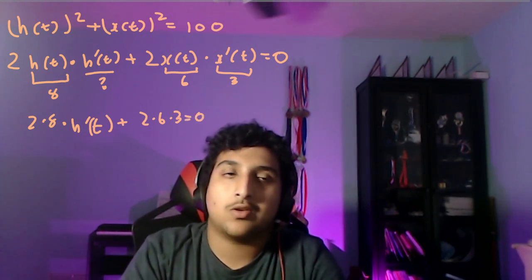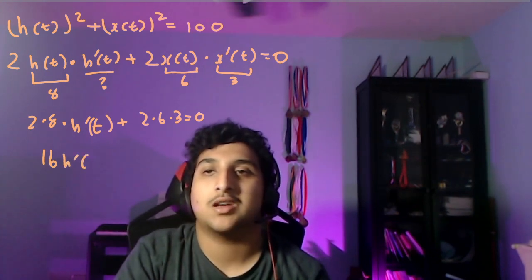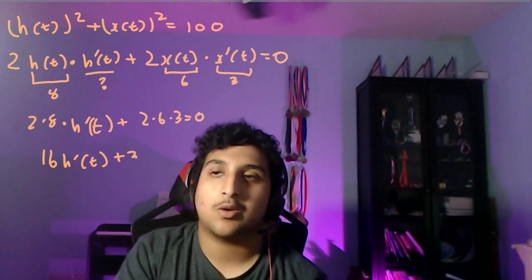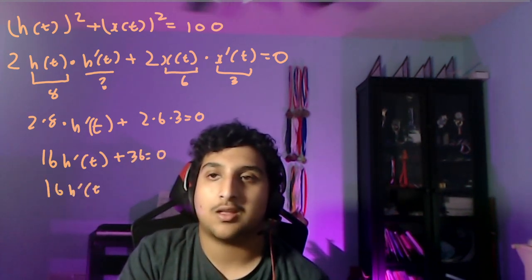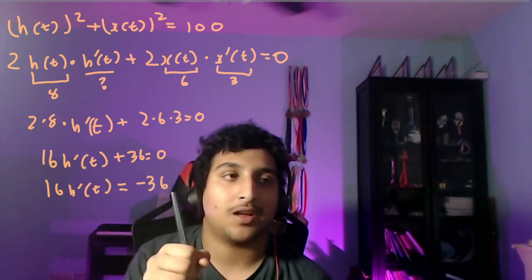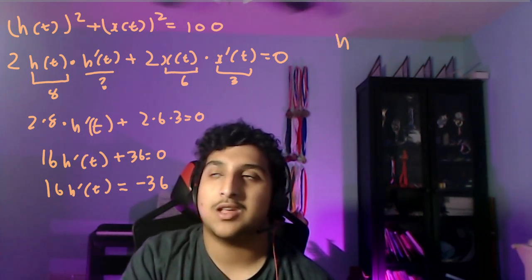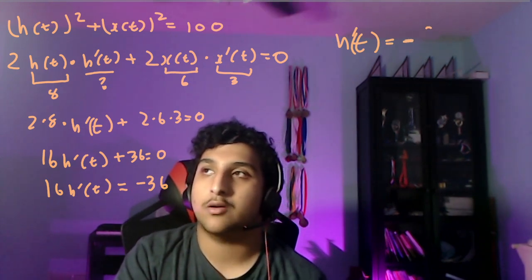Great. Now it's just basic algebra here, right? We just want to find h prime of t. So 16 h prime of t plus 36 equals 0. Move the 36 to the other side, we'll get 16 h prime of t equals negative 36. We can just divide by 16 now. So h prime of t is equal to negative 9 over 4.